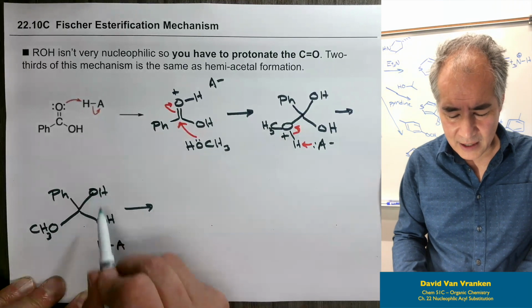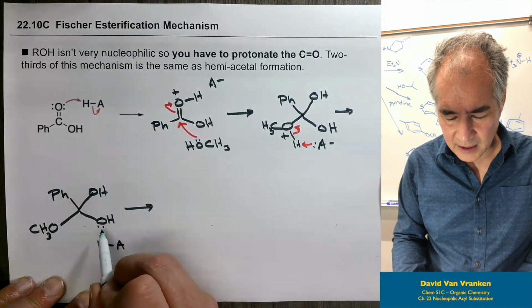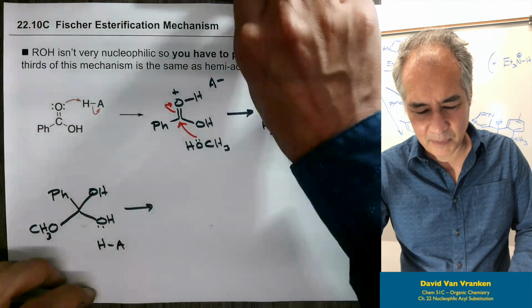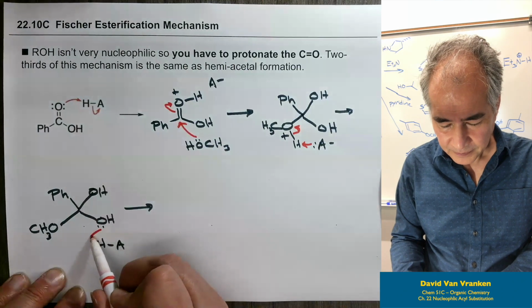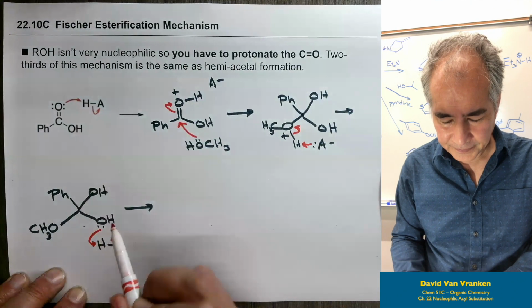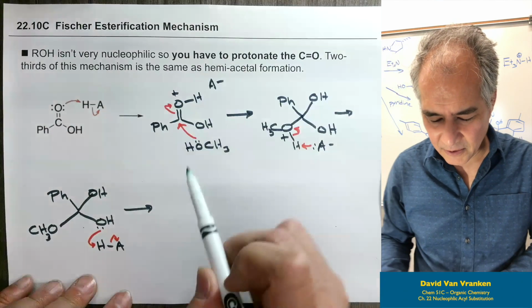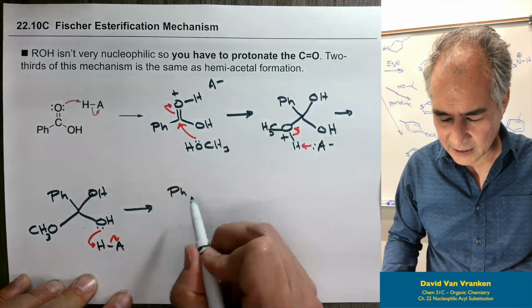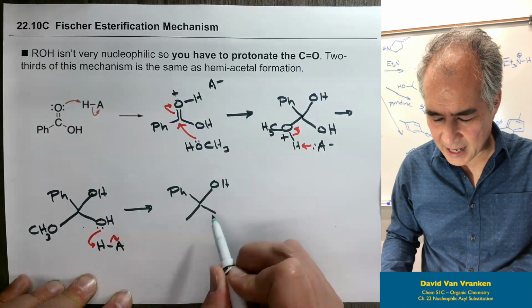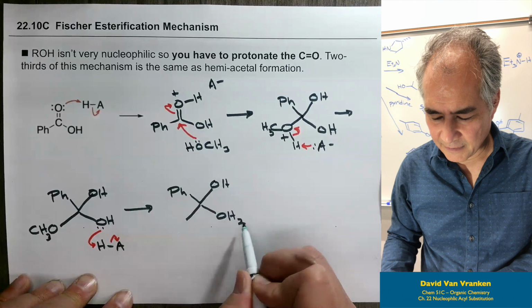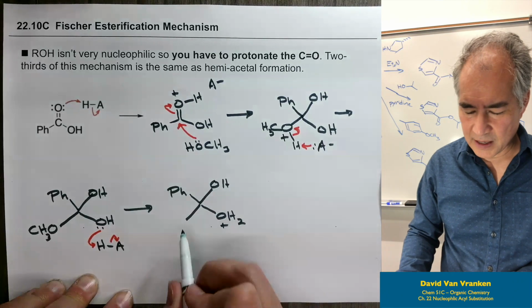Turns out these two hydroxy groups are indistinguishable, so I'm going to protonate the bottom one because it's easier to see that was substituted. There we go. And now that's a great leaving group. And now we're just totally set up here for some lone pair nearby to push out that leaving group. That's now an oxonium ion.